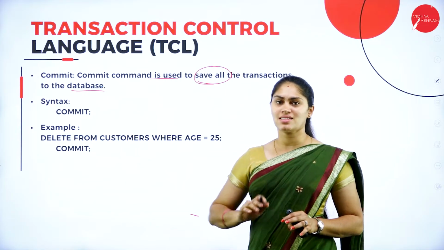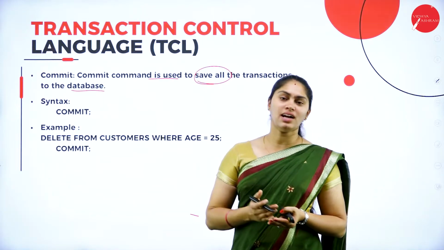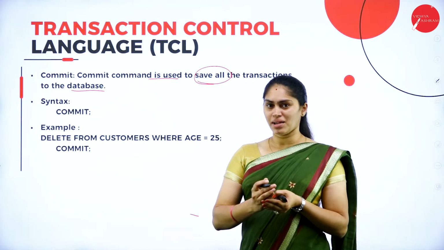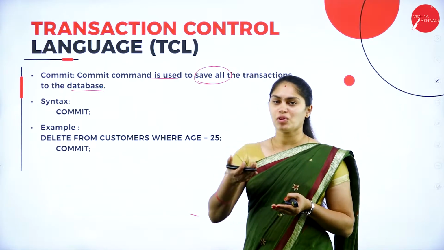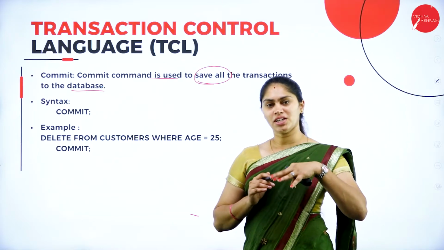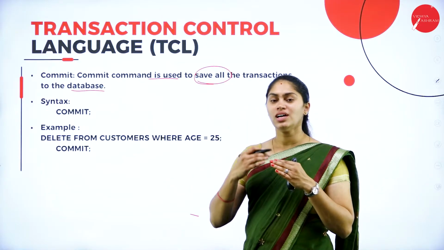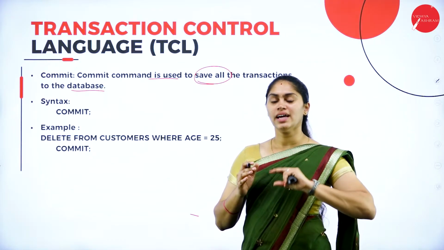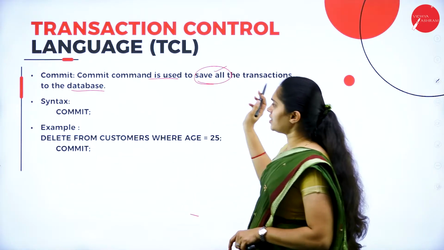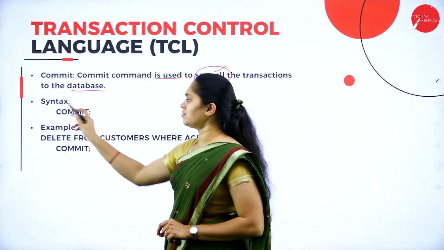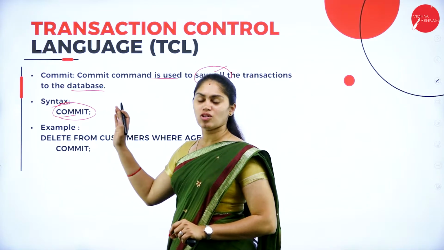For example, I have a table and I have inserted 5 rows. I am about to insert a 6th one, but if I use the commit command, all the 5 rows we had earlier are going to be saved. Then I insert a 6th row. If I am not using commit, the content after the 6th row is not going to be saved. So if I want to make it automatic, then you can use the commit command. Mainly it is used to save all the transactions to the database. The syntax is only COMMIT semicolon. It is not case sensitive.